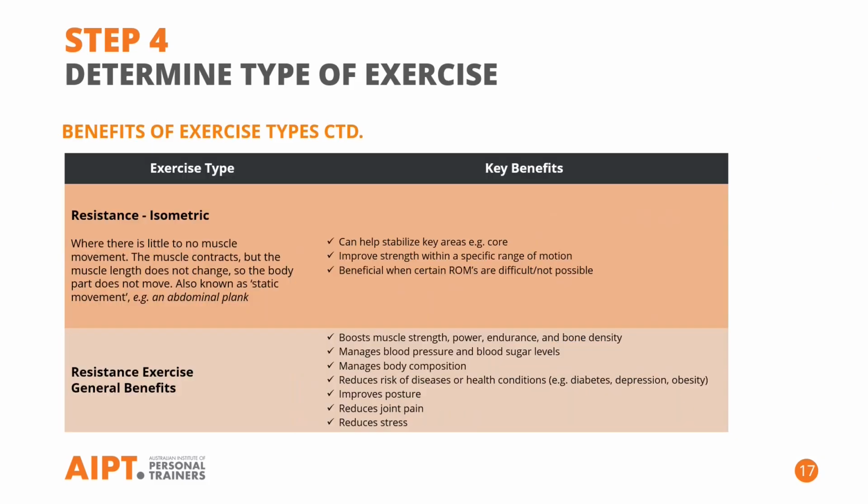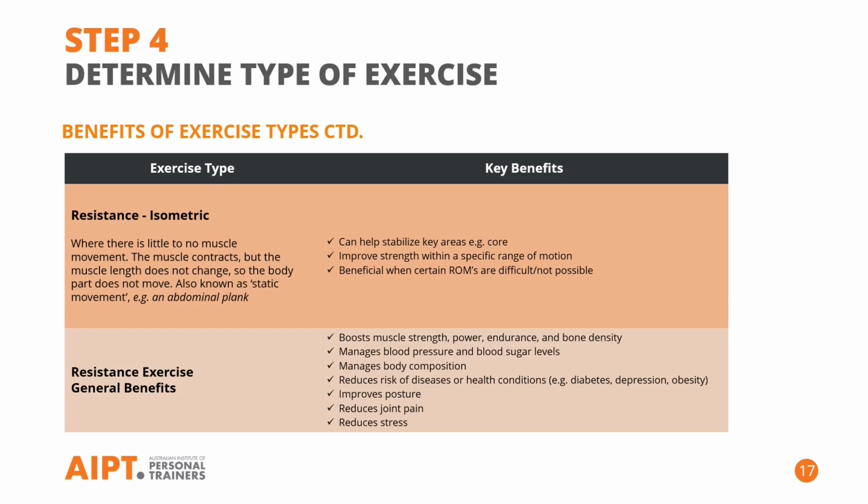And our final type of resistance training we'll look at is isometric. And isometric exercises are where there's little to no muscle movement in the actual exercise itself. So the muscle is actually contracting, but the muscle length isn't changing. So the body part or body position doesn't move. This is also known as static movement or static exercise. And a good example would be a plank or a wall sit.